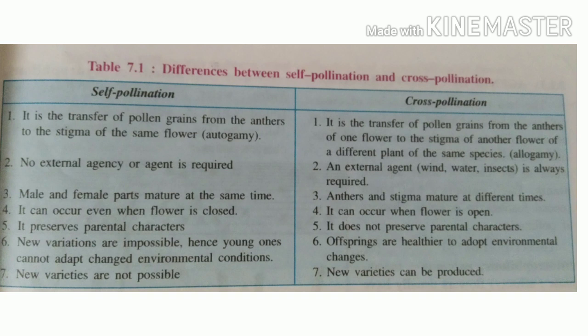In self-pollination, new varieties are not possible because there is no mixing up of genes. But in cross-pollination, new varieties can be produced as there is mixing up of genes.